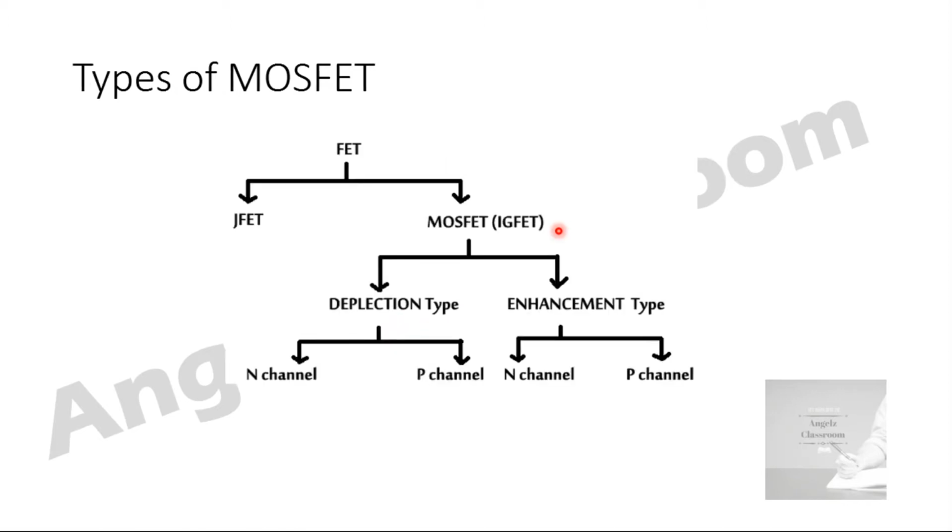Next one is types of MOSFET. This FET can be classified into two types: one is JFET and another one is MOSFET. This MOSFET can also be called IGFET. We have seen this now. The JFET we have already seen in the previous video. This MOSFET is classified mainly into two types: one is the depletion MOSFET and another one is the enhancement type MOSFET. Both the depletion and enhancement type MOSFETs are classified into P channel and N channel.